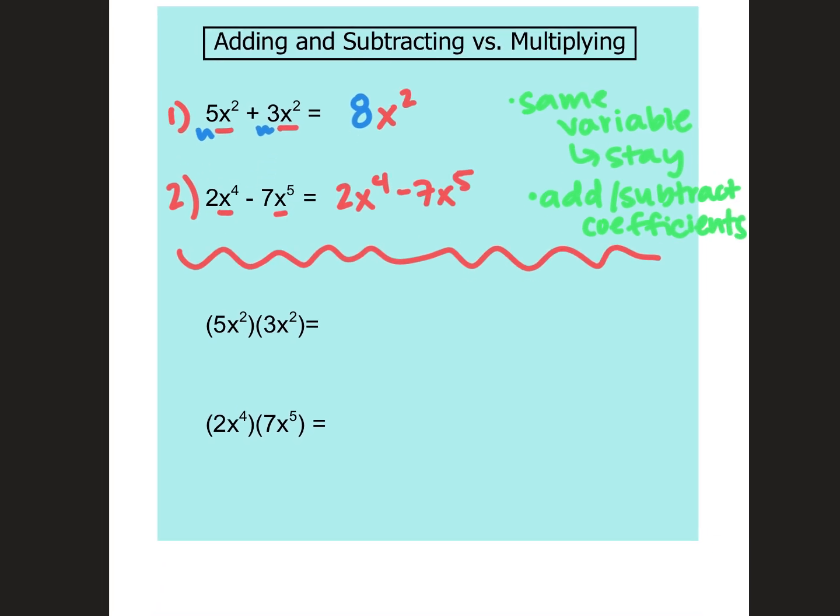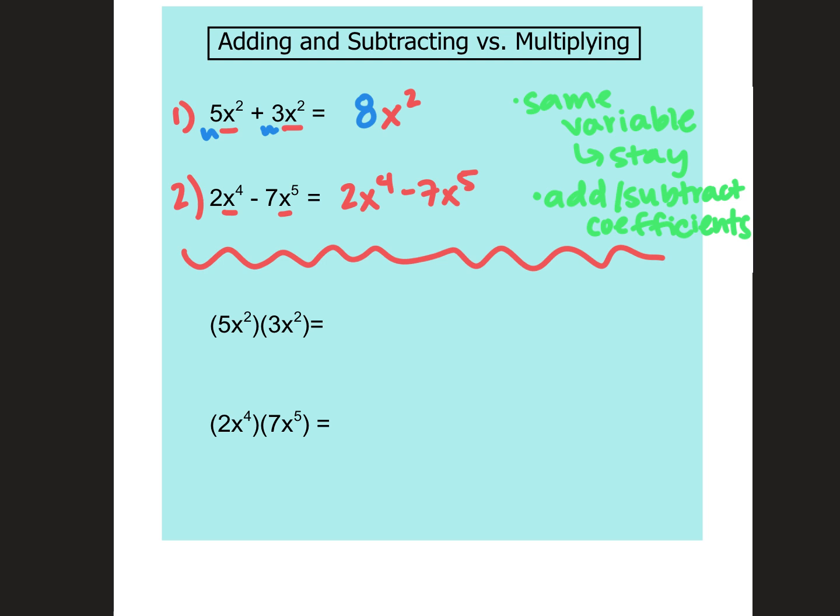When we move on to multiplying now, we don't need to have like terms in order to multiply them together. They can be like terms, but that's not required. So if I have 5x squared times 3x squared, I like to start by multiplying our coefficients. So I'm going to take 5 times 3 to give me 15. And then I usually multiply the variables next. X squared times x squared.